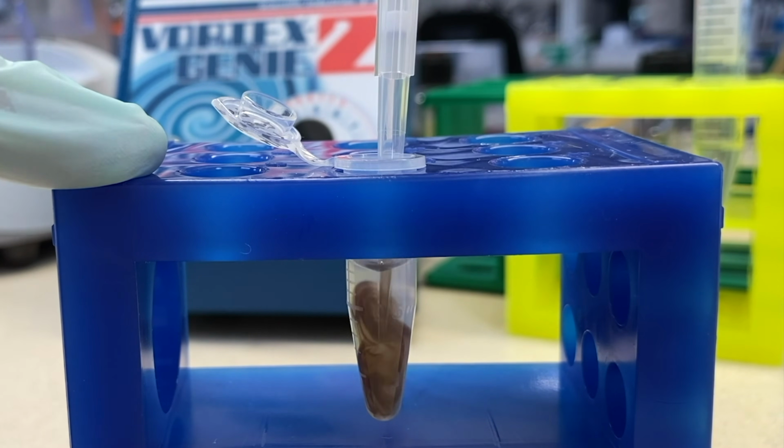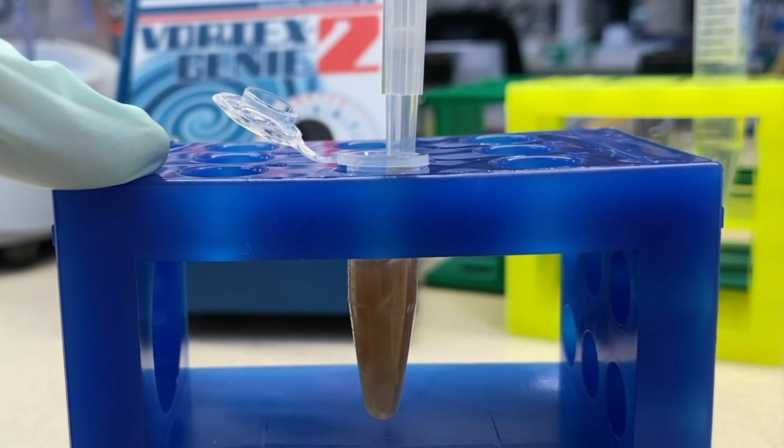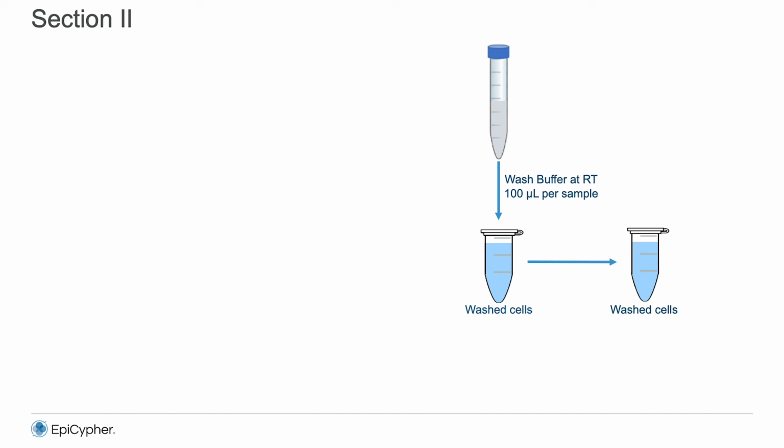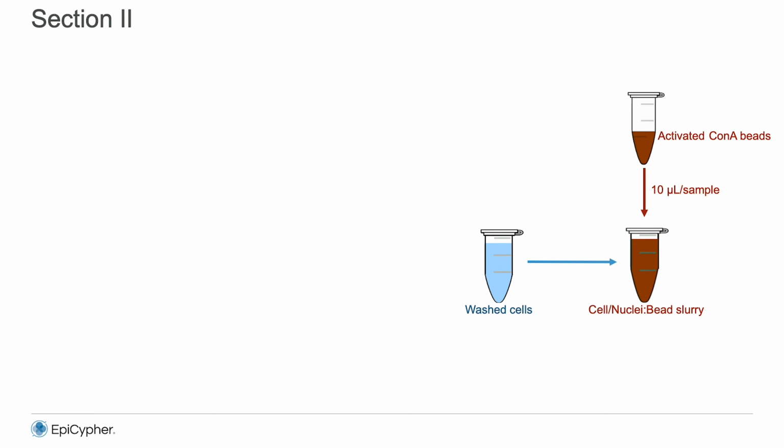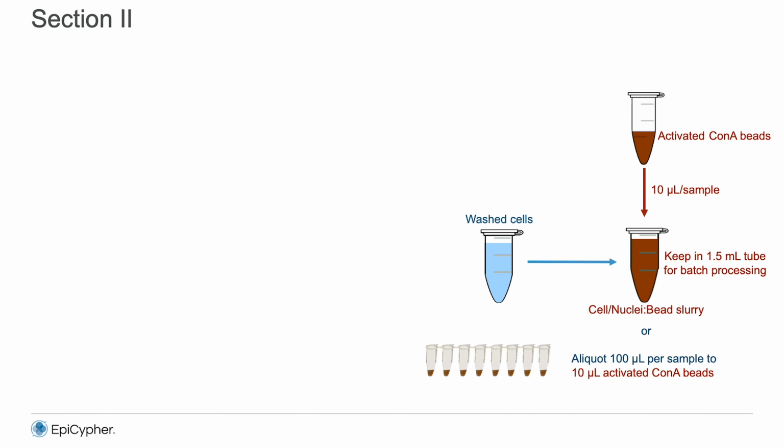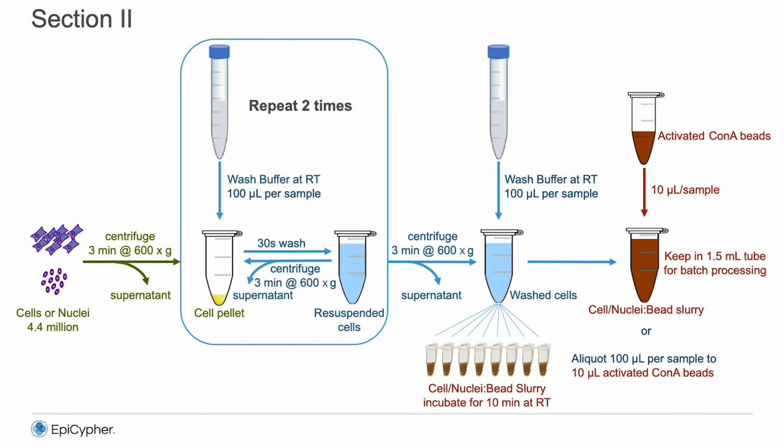It's now time to combine your cells with the Con-A beads. If you continue batch processing at this step, then add 10 microliters of beads per sample to the 1.5 ml tube. If your beads are already in 8-strip tubes, transfer 100 microliters of resuspended cells to each tube. Gently vortex or pipette to mix. If the consistency looks good, incubate the cell bead slurry at room temperature for 10 minutes, during which time you can prepare for section 3. Here's an overview of section 2.